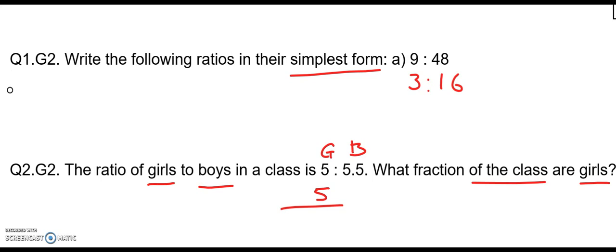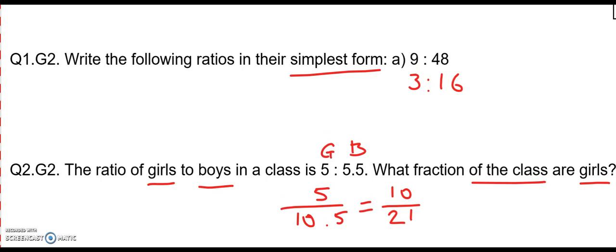So the girls and the boys, which gives us 10.5. Now we know that in a fraction we can't write decimals, so we're going to have to scale this up. But also the fact that we've got 0.5 of a person, that is not correct. So scaling this up by multiplying both of the numbers by 2, we get 10 out of 21. So that's the fraction that represents the number of girls in the class.